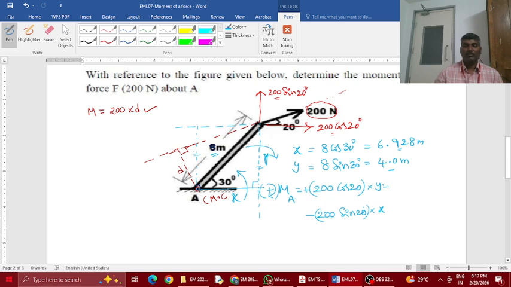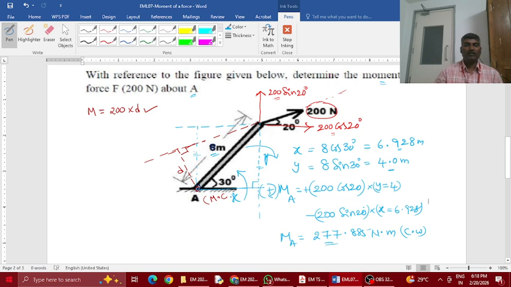Okay, now you substitute what is y? y is 4. What is x? 6.928 meters. So if you work out, you are going to get 277.885 Newton meter. So this is moment about A, which is clockwise. Okay. So this is how you find moment of a force about a point.